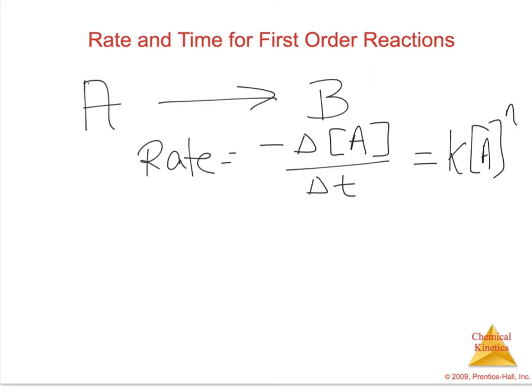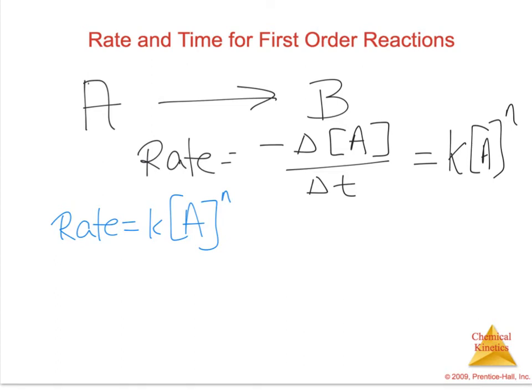Okay, in the last lesson we learned that for this equation, A decomposing to B, just one reactant, the rate could be written as the opposite of the change in the concentration of A over the change in time. If we knew that, we could calculate the average rate, and we learned also how to write that as a rate law. A rate law being rate equals a constant times the concentration of A to a power. And we called this power the order of the reaction.